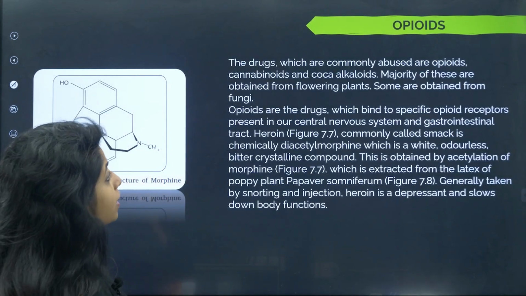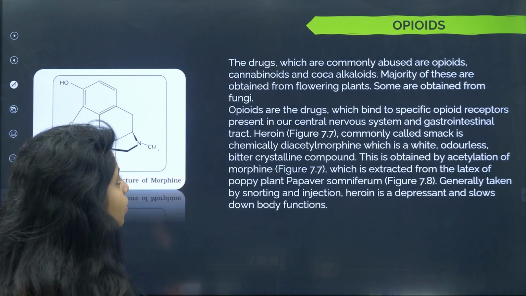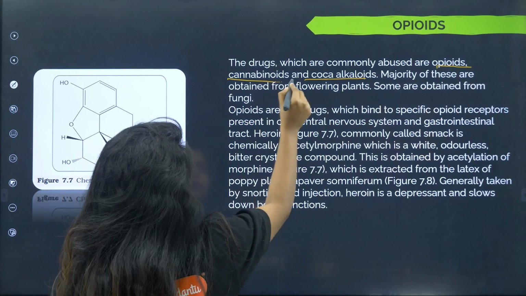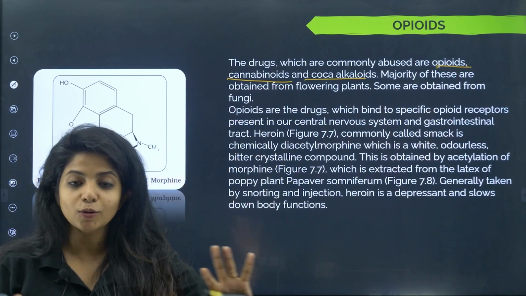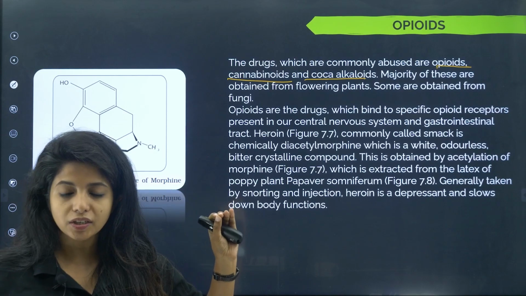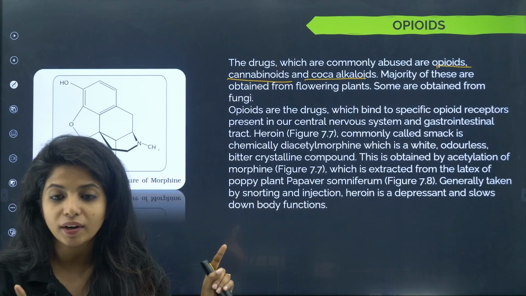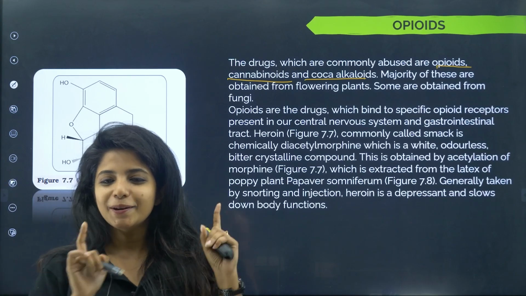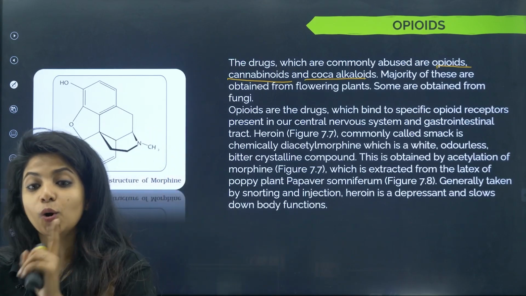Chalo. So drugs which are commonly abused are opioids, cannabinoids, and coca alkaloids. So these names, just say them 10 times at least, and you will be able to remember them. What is it, children? Opioids, cannabinoids, coca alkaloids. Everything ends with oids. Okay, opioids, cannabinoids, coca alkaloids.